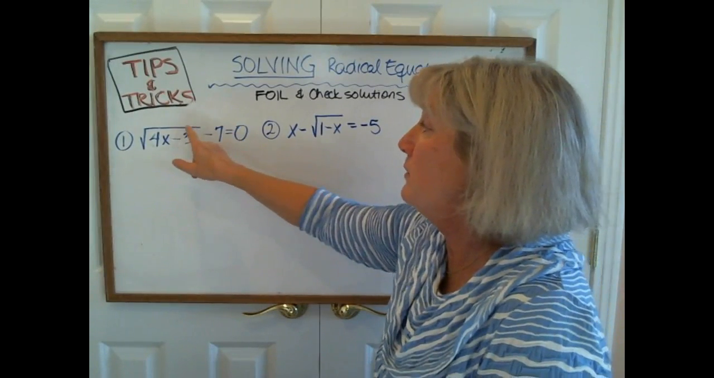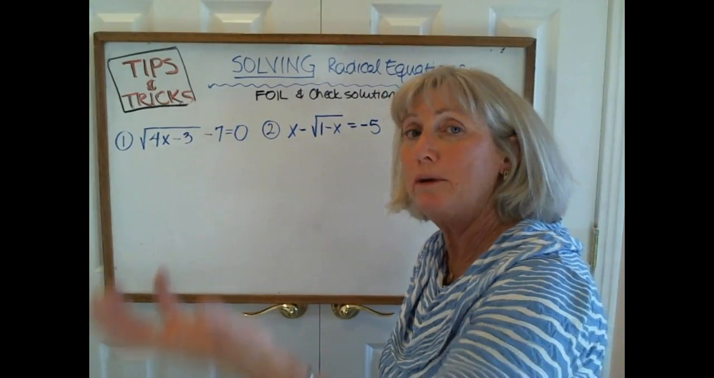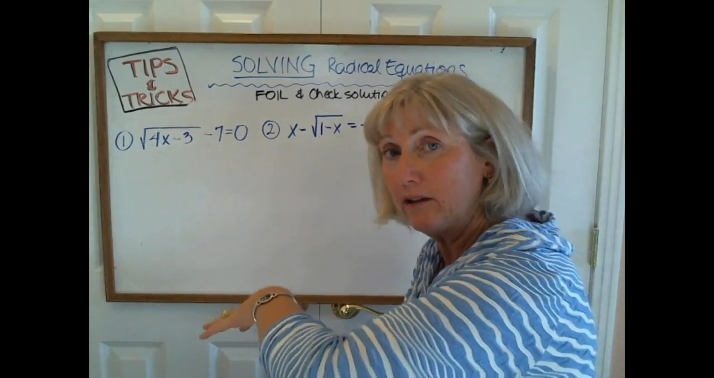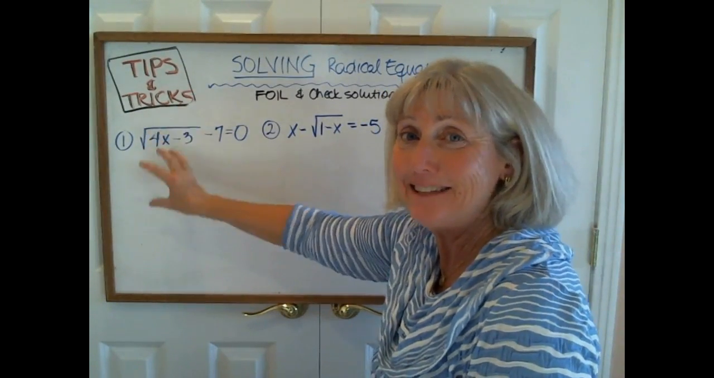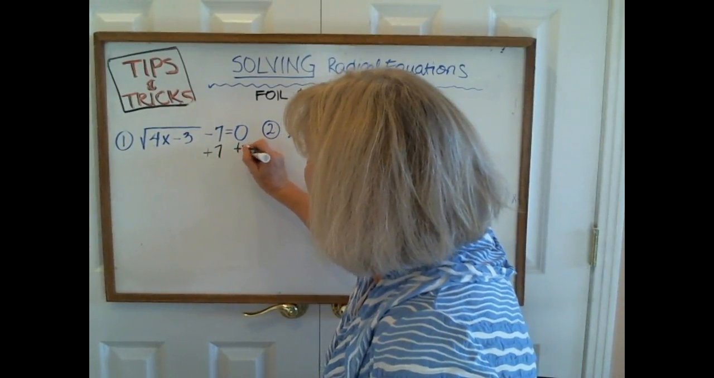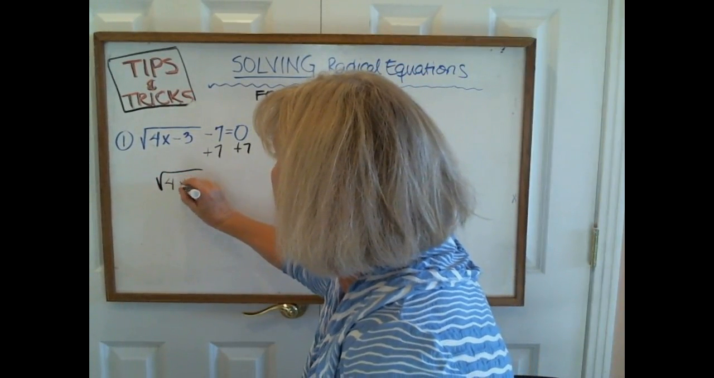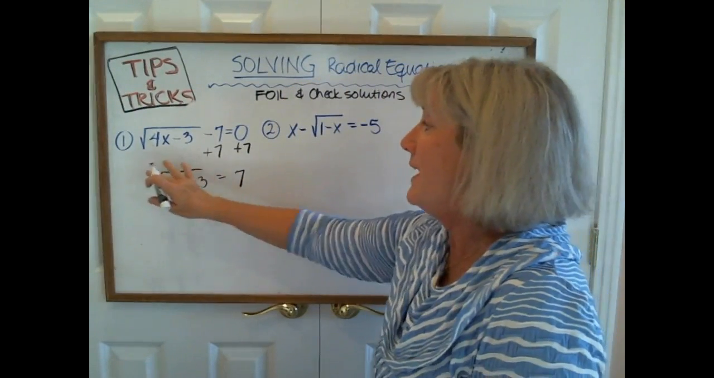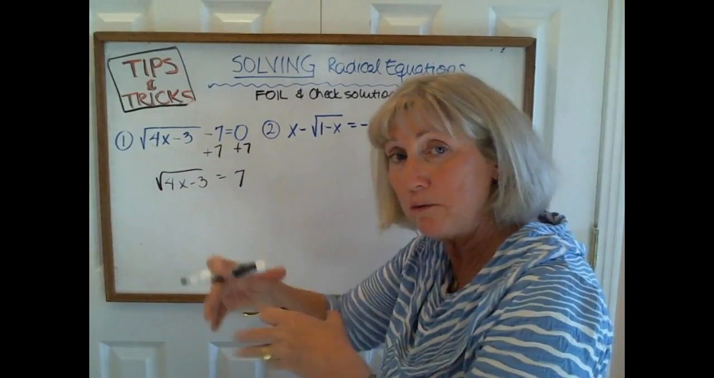So what we want to do is undo the square root, and undoing a square root means squaring it. If it's a cube root, you would cube it. A fourth root, you take it to the fourth power. But you can't do it until it's all by itself. So what we need to do here first is add 7 to both sides. And so we're going to just have the square root of 4x minus 3 equals 7.